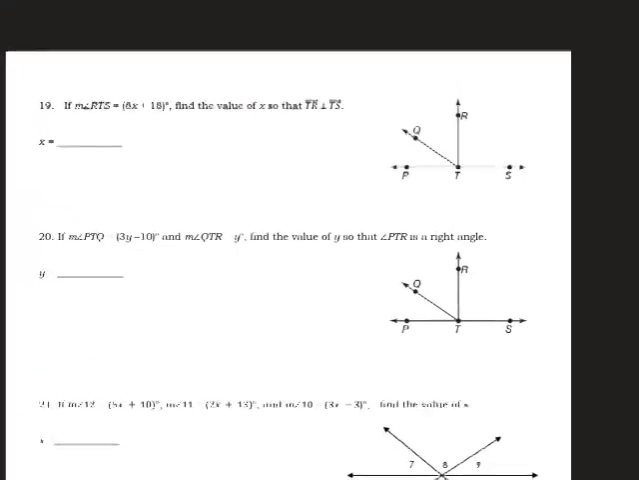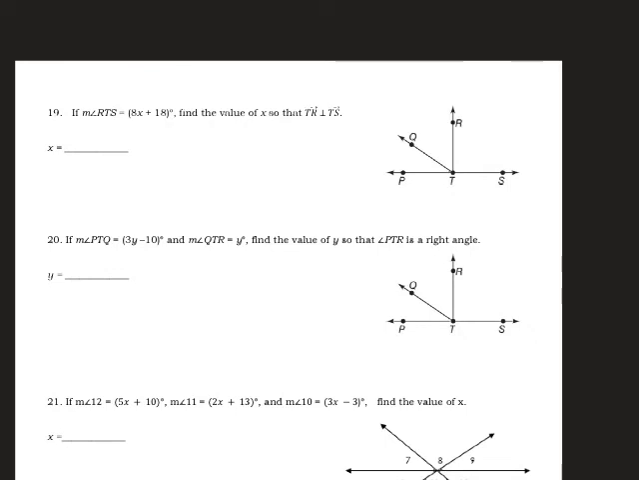All right, last page. So this one reads, if RTS is 8x plus 18. Find the value so that T to R and T to S are that symbol. What does that symbol mean? That they're 90 degrees, that they're perpendicular. So if I have you solve for x, what do I have to do with this equation? Equal it to 90, and that's why that symbol was important to be able to read, so we knew what information it was giving us.